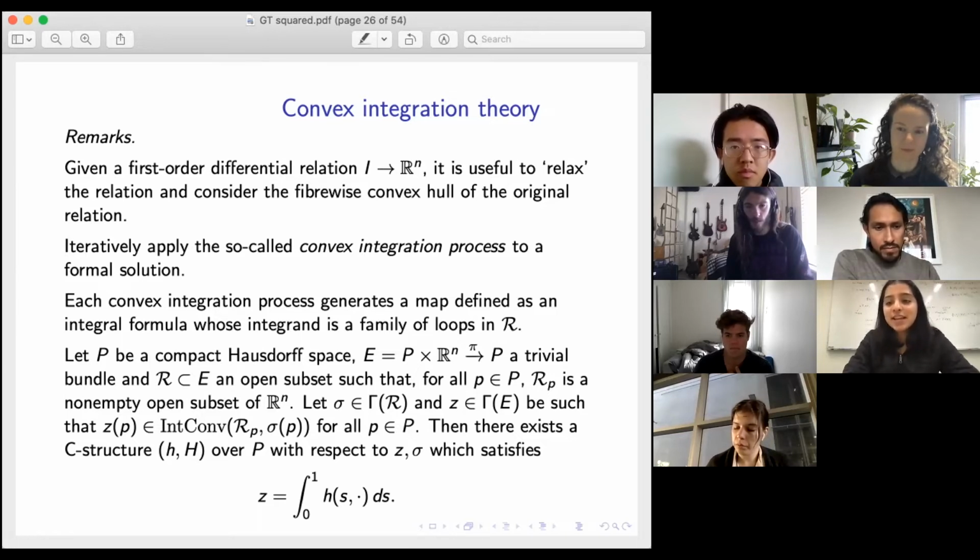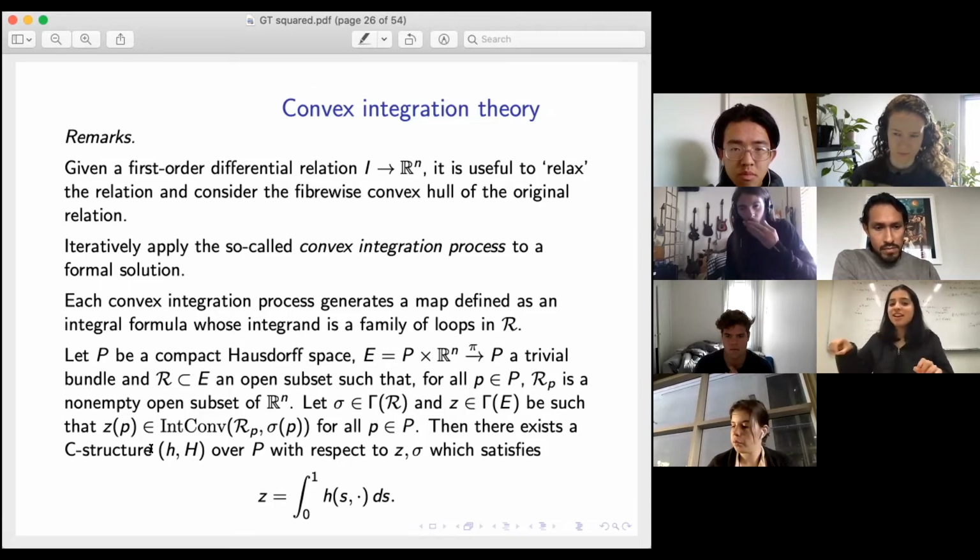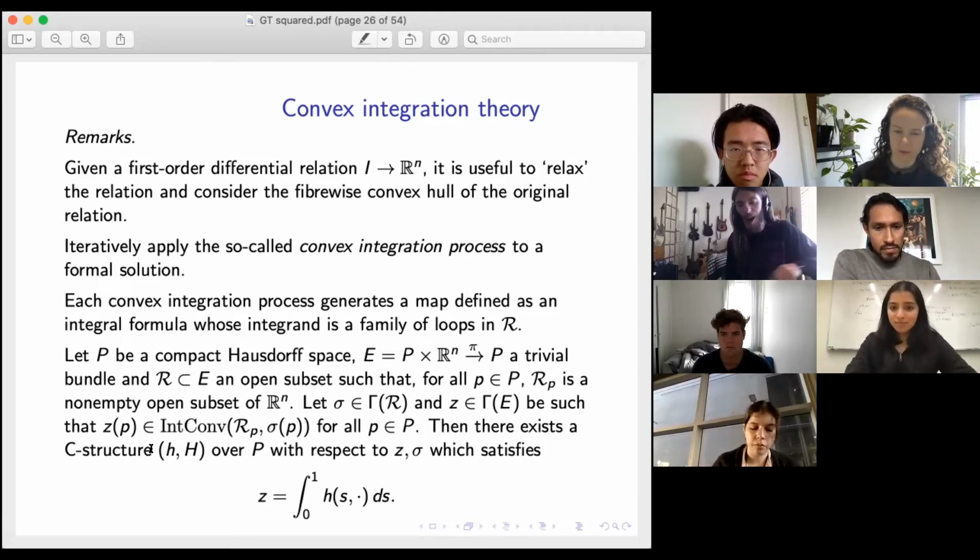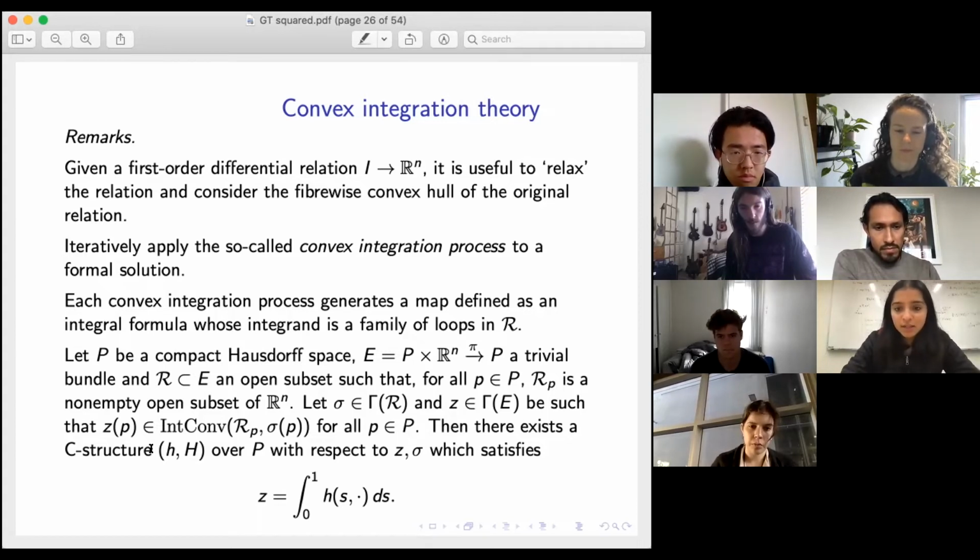Okay, and Z is just any old section, but it has to satisfy this relation. So at every single point, it will sit inside the interior of the convex hull of the corresponding point sigma(p). And this is for all p in P. Then there exists something called a C structure, or a contractible structure, over P with respect to Z and sigma, which satisfies this integral. So what's a C structure?